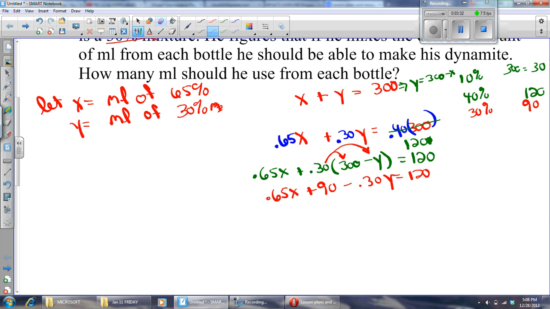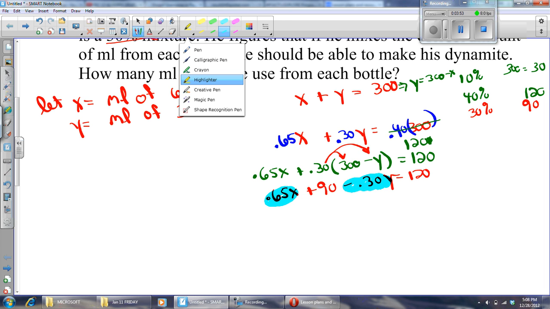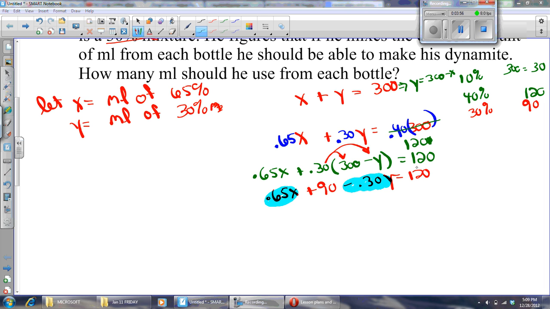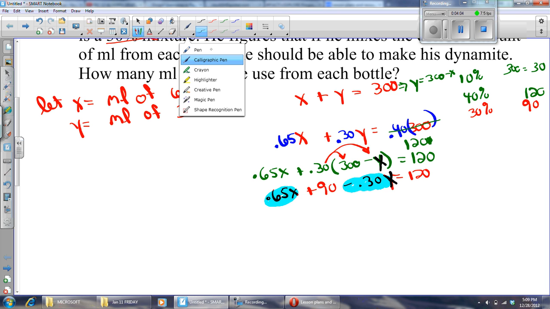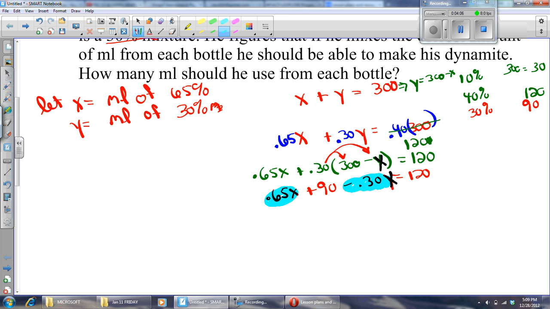I've got some like terms here. Do you see them? I'll highlight them for you, in blue. I've got 0.65x and a negative. Uh-oh, I have a mistake. Yep, it's right there. Okay, it's a silly mistake. This should be an X right here, and when I multiply, I should get an X right there. Sorry about that. That doesn't change the fact I do have like terms.